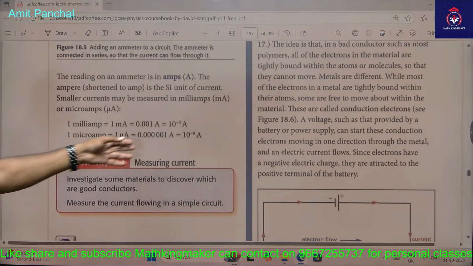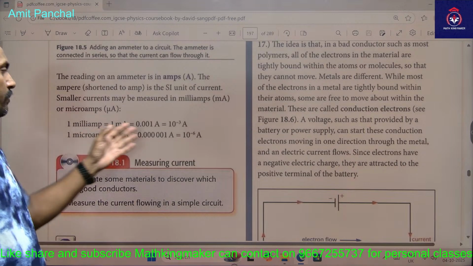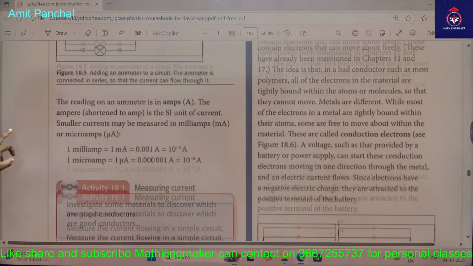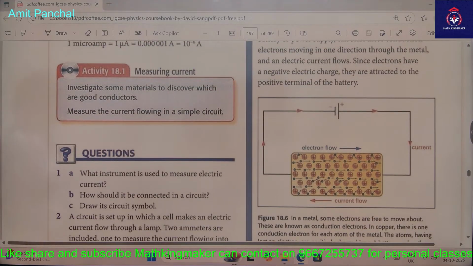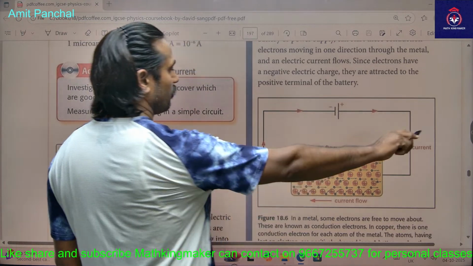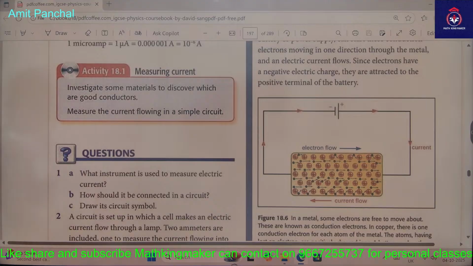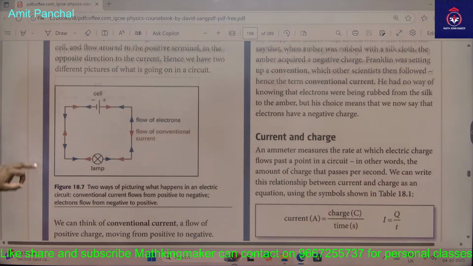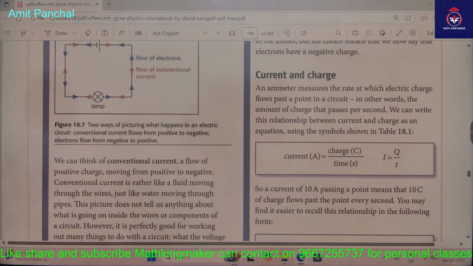So milliampere is 10 to the power minus 3 ampere, microampere is 10 to the power minus 6 ampere. Current and electron both will flow in opposite directions. You can see here current flow is in this direction, electron flow is in that direction. So just remember, current and electron always flow in opposite directions. I already told you I equals Q by T.